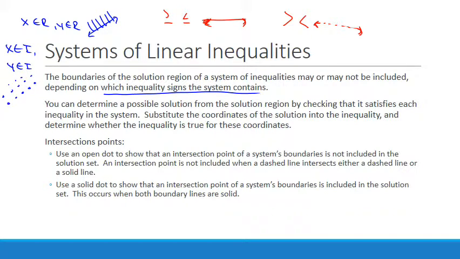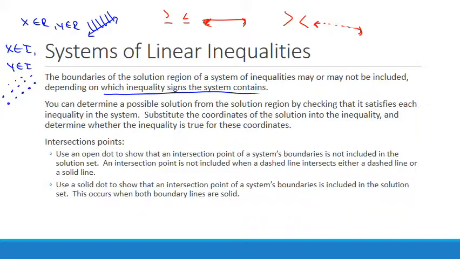The second paragraph: you can determine a possible solution from the solution region by checking that it satisfies each inequality in the system. So once we get that visual I've talked about, my overlap, I can choose a point from there and plug it in to both inequalities just to double check it works. The check will be up to you.